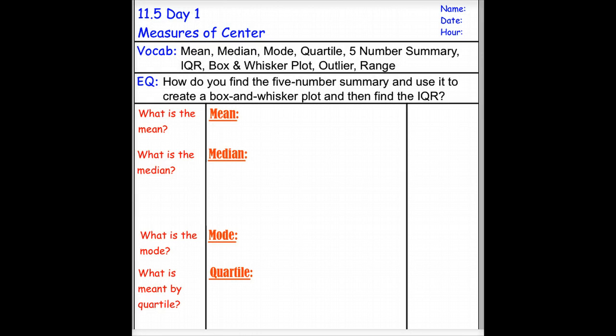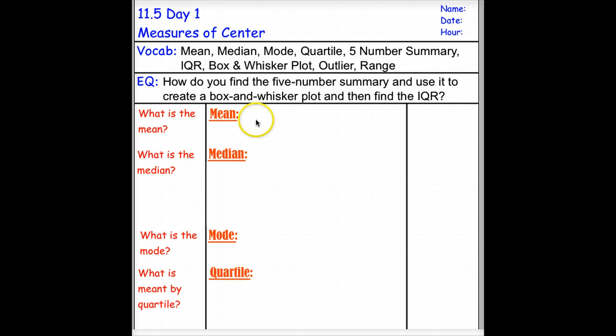Today starts the second half of Chapter 11, which focuses on statistics and data. And we're going to focus today on measures of center, which includes mean, median, mode, range, quartiles, 5-number summary, interquartile range, and box and whisker plots.